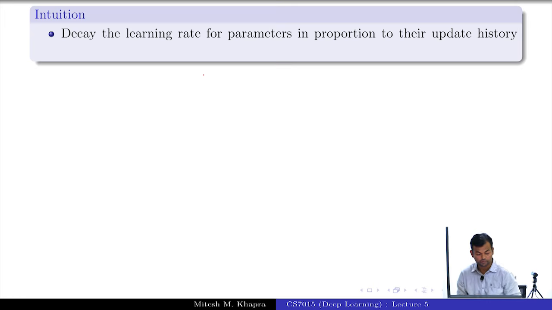Okay. Fine. So the intuition is to decay the learning rate for parameters in proportion to their update history. So you have been recording the update history. You have been looking at a parameter. You know all the gradients with respect to W that you had calculated so far, right? How many times you had computed the gradients and what those values were actually. Now for the sparse features, those are going to be 0. So your accumulated history is going to be small, right? For a dense feature, it's going to be high.